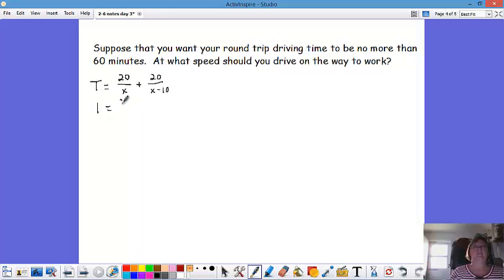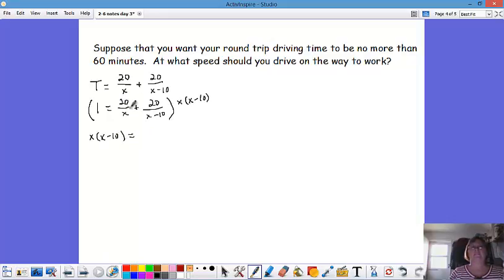We want our total time to be 60 minutes or 1 hour. We want that to equal 20 over x plus 20 over x minus 10. And we think to ourselves, ooh, I don't like the fractions. This is a rational equation, and probably the best thing to do to solve this is to multiply everywhere by the common denominator, which in this case would be x times x minus 10. 1 over 1, I don't need to put the 1 there. So if I multiply 1 by that, I get exactly that. X times x minus 10.